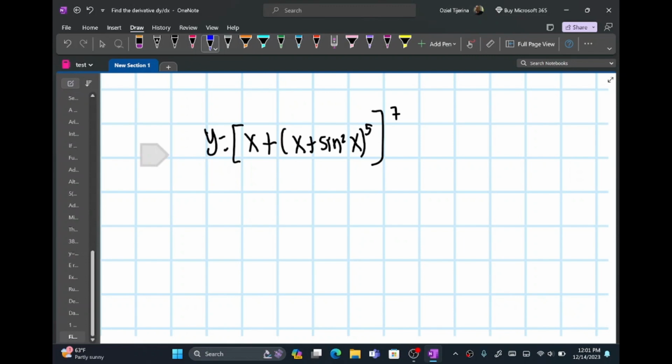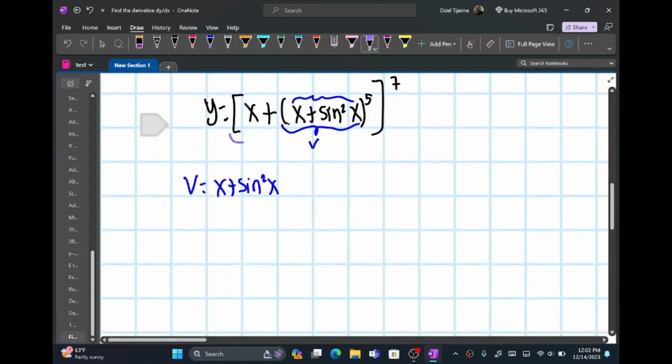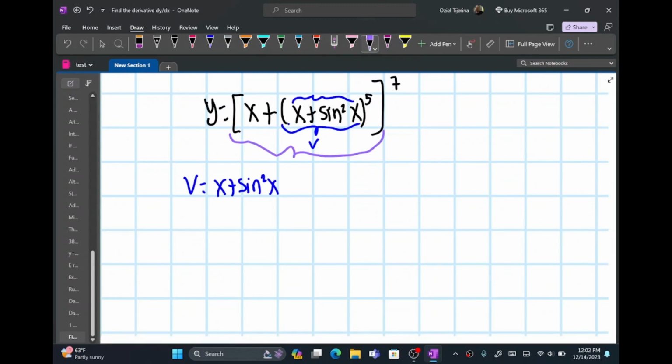This expression right here, I'm going to make it equal to u. Actually, I'm going to say v for this one. So v can be x plus sine squared of x, and we know that that's the inner function. It is whatever's inside of that power of 5. And u in this case is going to be this whole expression here.